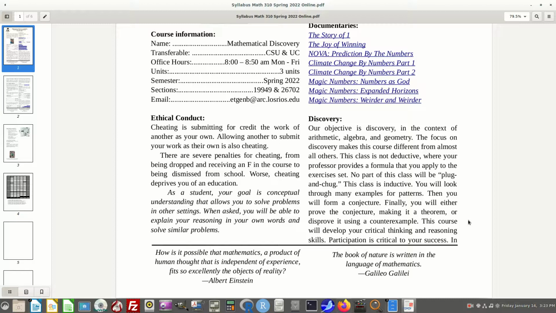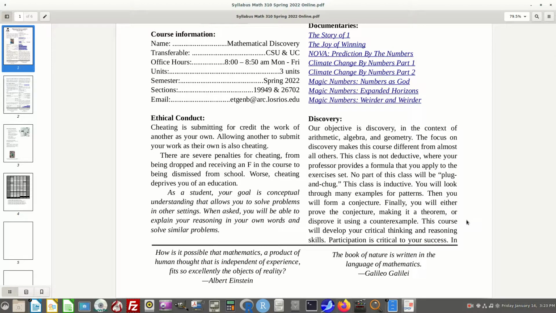You will look through many examples for patterns. Then you will form a conjecture. Finally, you will either prove the conjecture, making it a theorem, or disprove it using a counterexample. This course will develop your critical thinking and reasoning skills. Participation is critical to your success, and I really can't overemphasize that. I have chosen to allow you to get into the attendance assignments for 2 weeks for a reason. That gives you plenty of time to think about each part.